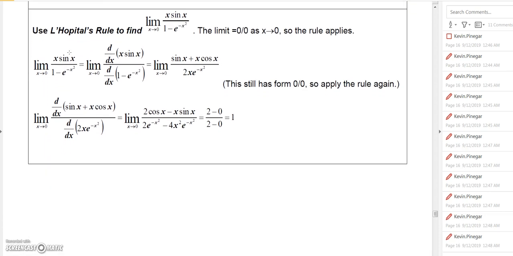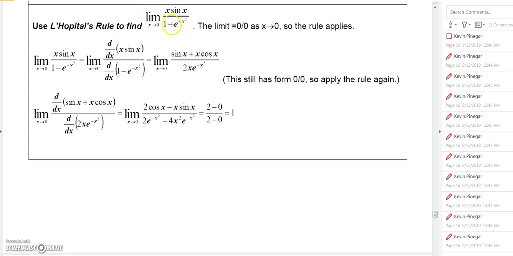Sometimes it's not as easy as those first two. So I'm going to show you one here that actually is a little more complicated. But first of all, let's take a look at the function. The function is x sine x over 1 minus e to the negative x squared.